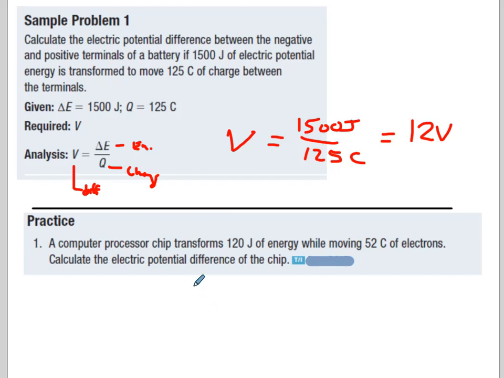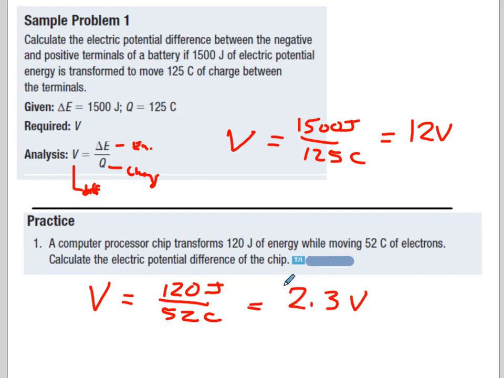Okay, a computer processor chip transforms 120 joules of energy while moving 52 coulombs of electrons. So we would do the exact same thing, 120 joules over 52 coulombs, and we would go 120 divided by 52, and we would have 2.3 volts. Okay, and that's it. From a calculation side, it's pretty straightforward. The concept is much more tricky.